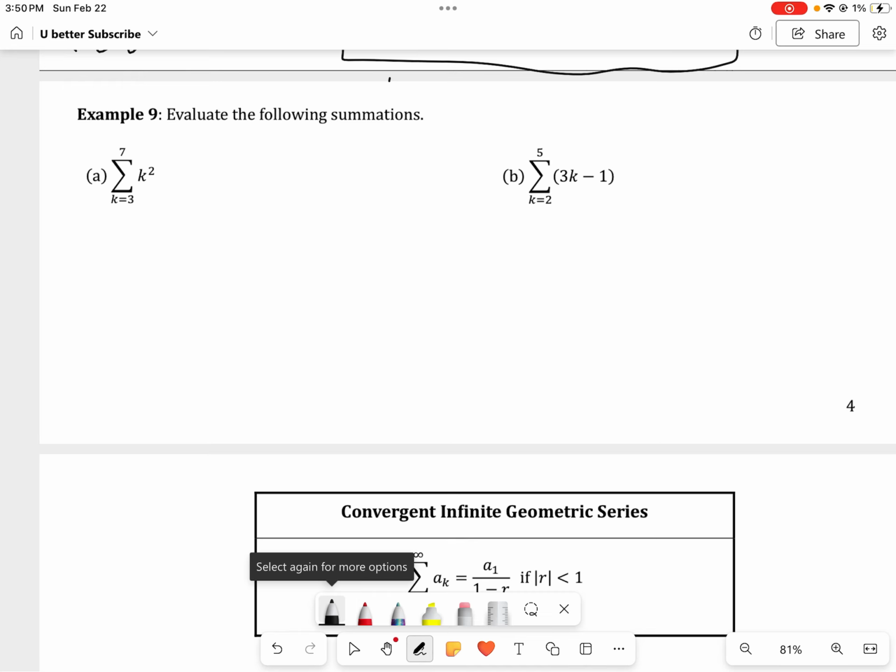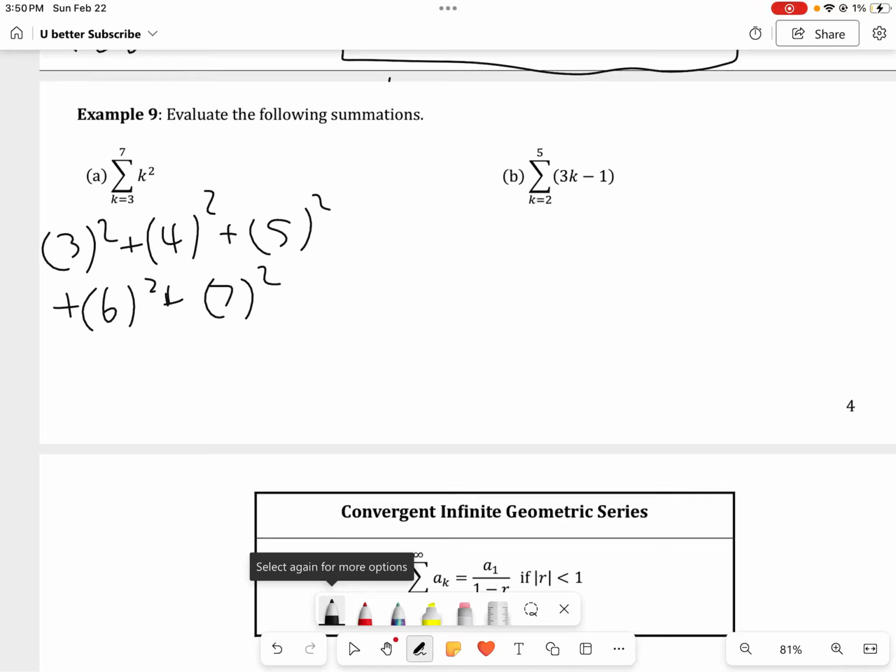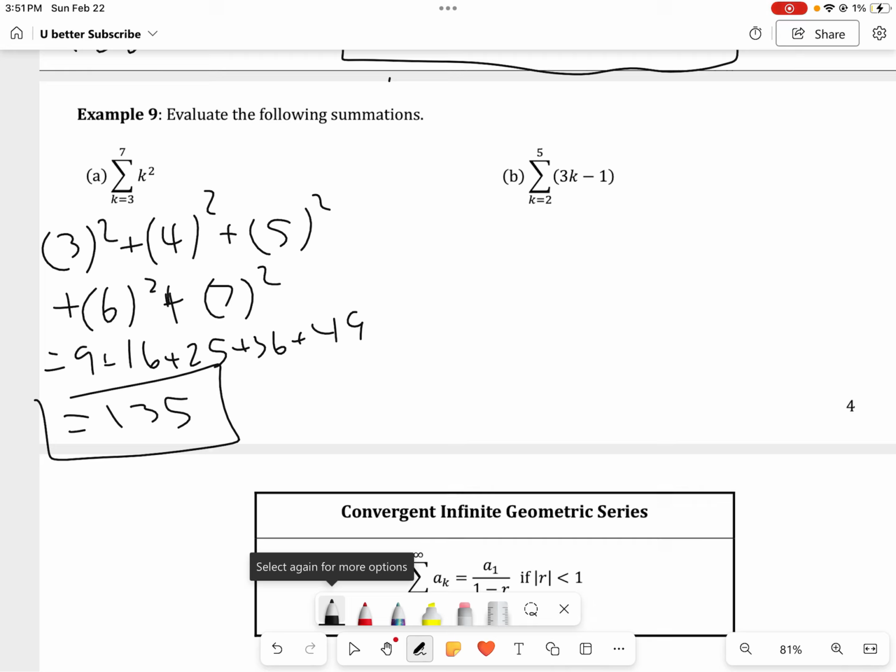So we're going to plug in 3 into k, so 3 squared, we're going to add 4 squared, 5 squared, 6 squared, 7 squared. Out of those values, that's just going to be 9, 16, 25, 36, 49. So that is 135. That's the value. So easy summation, that was just that.